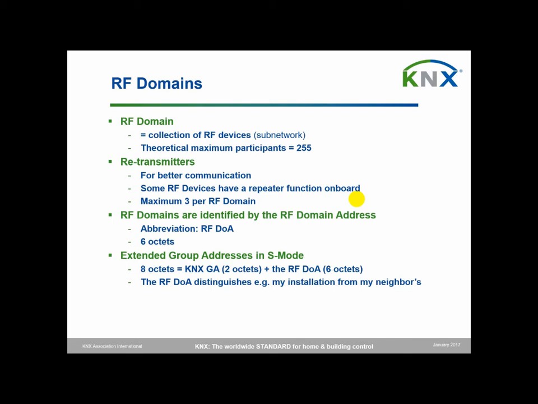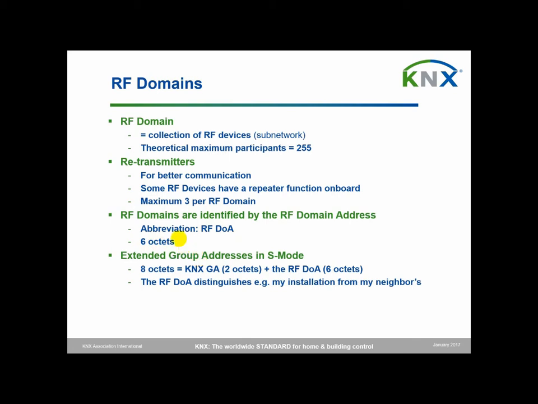And for a maximum of 3 devices per RF domain, this repeater function can be activated, in order to improve the communication. RF domains are identified by the RF domain address. The abbreviation for that, here on the slide, is RF DoA, and it is 6 octets long. So if we have a collection of RF devices that have the same domain address, then they belong to the same RF domain. As simple as that.